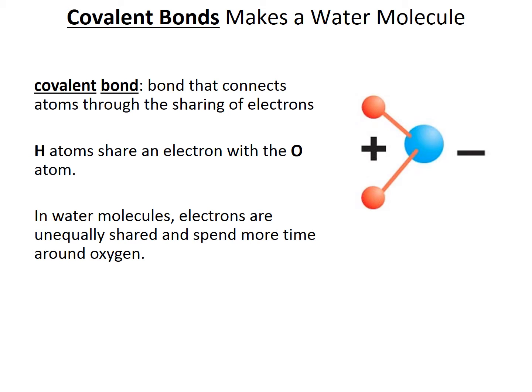The oxygen is hogging a little bit more of those electrons, and they're spending a little bit more time around that end of the molecule, which means that water ends up with two charges, a negative end of that molecule and a positive end to the molecule. This is referred to as a polar molecule, having both a negative and a positive charge.